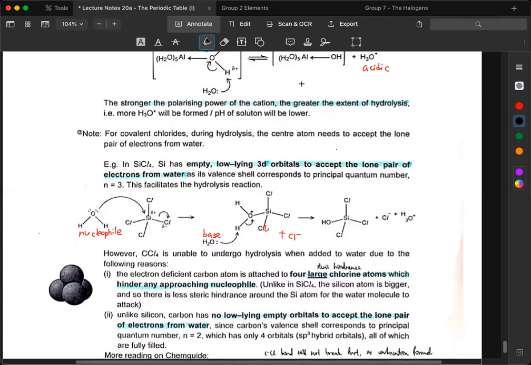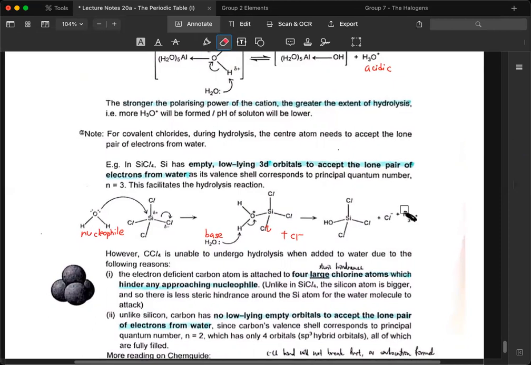So it should be, I should write this as H3O+ plus Cl minus. So this one comes out as HCl.